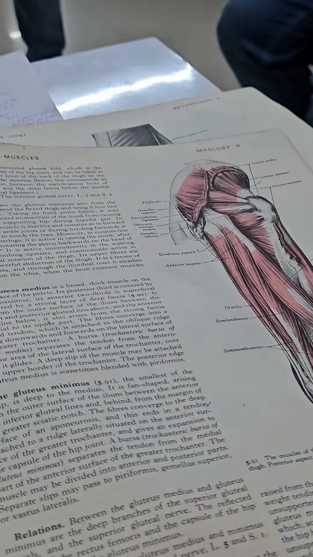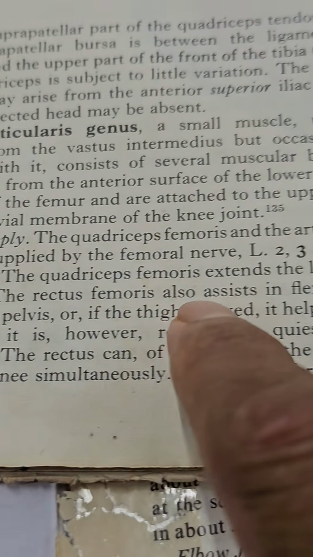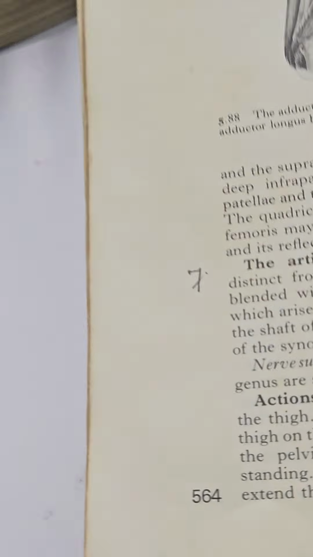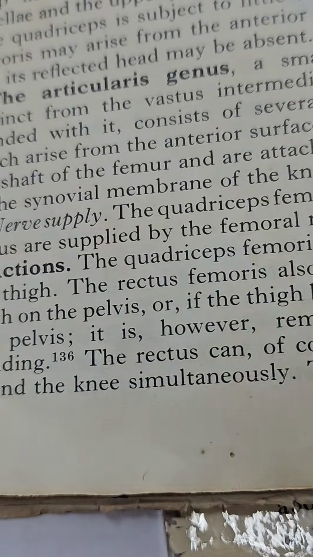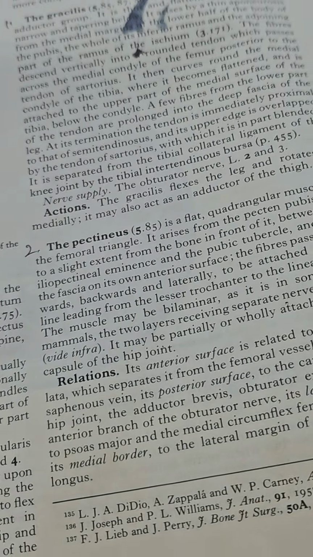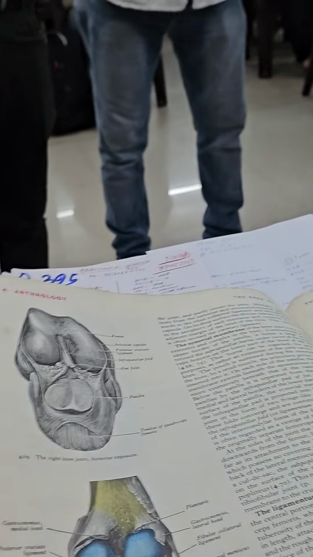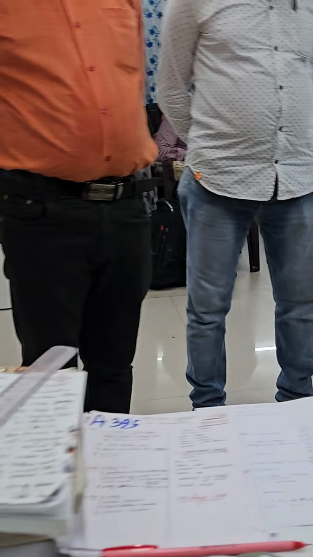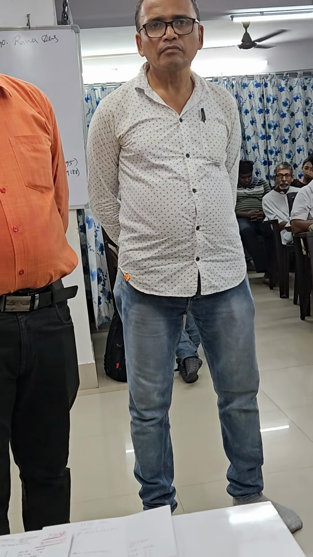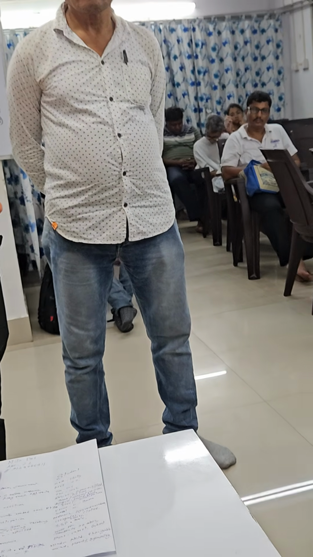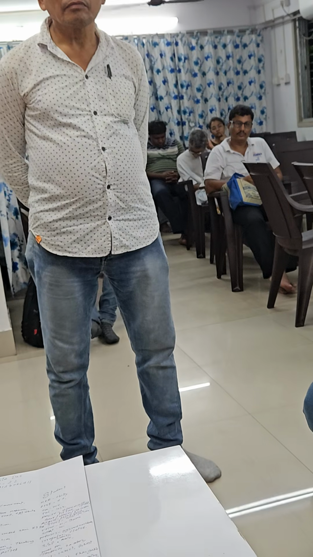Its main function is to extend. See the function: the quadriceps femoris extends the leg, helping to lift the leg like this, extend. So it extends the leg upon the thigh and the thigh on the pelvis, helping to lift up. So if this muscle becomes paralyzed, and this muscle is attached with the capsular ligament of the knee joint, the result is difficulty in extension of that knee joint.